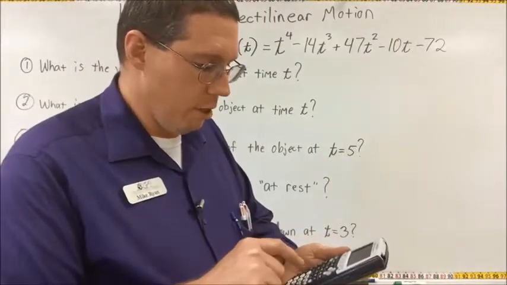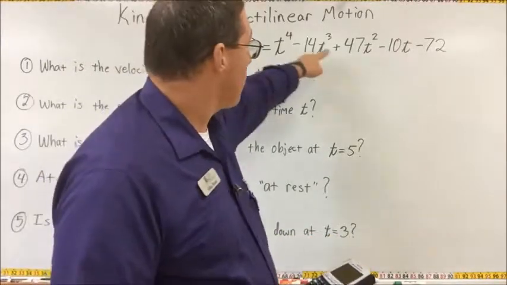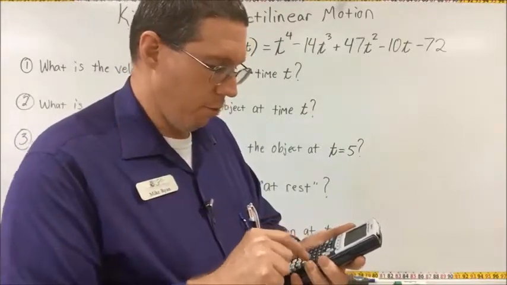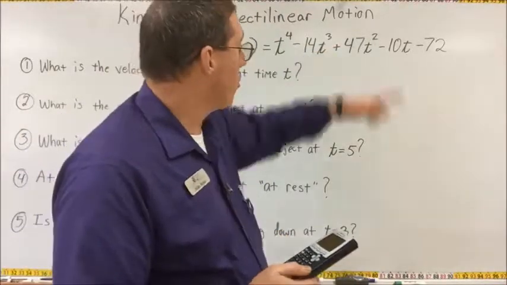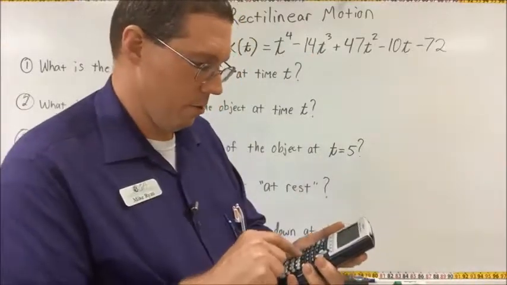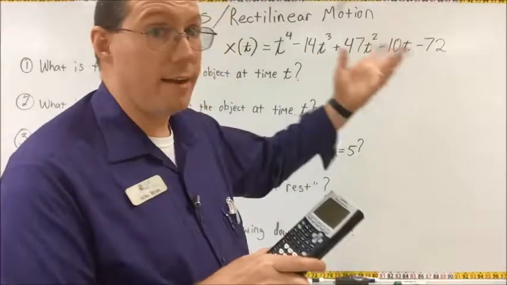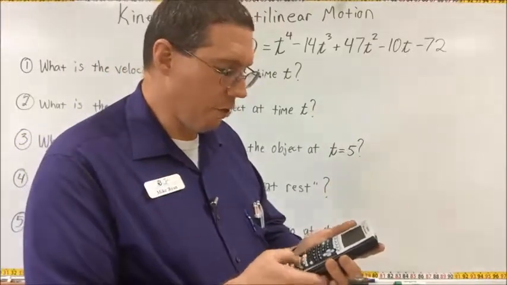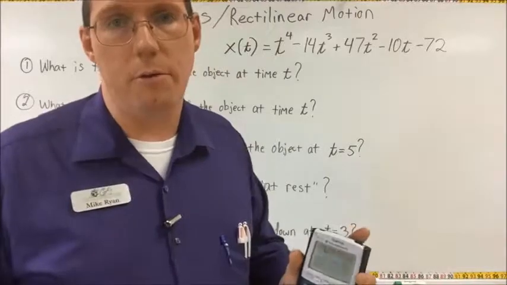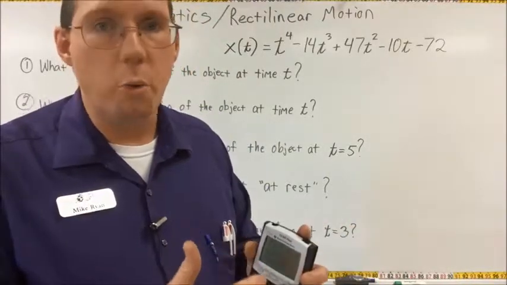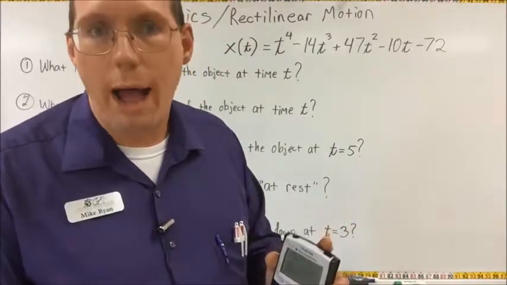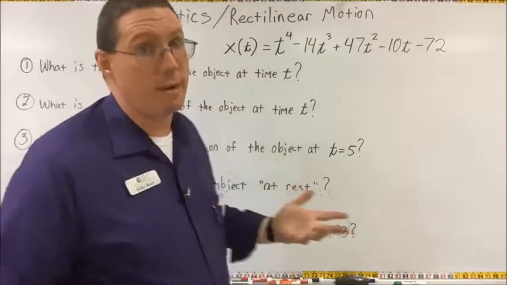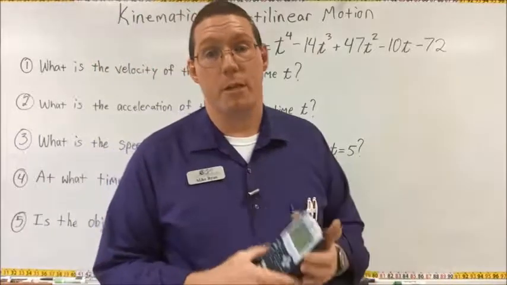So I'm going to go x to the 4th power minus 14x to the 3rd power plus 47x squared minus 10x minus 72. And it doesn't really matter. I'm still going to get the same output values. It's just that this calculator only works in x as an input and y as an output, even though in this case we have t as an input and x as an output. It's not flexible in that way.